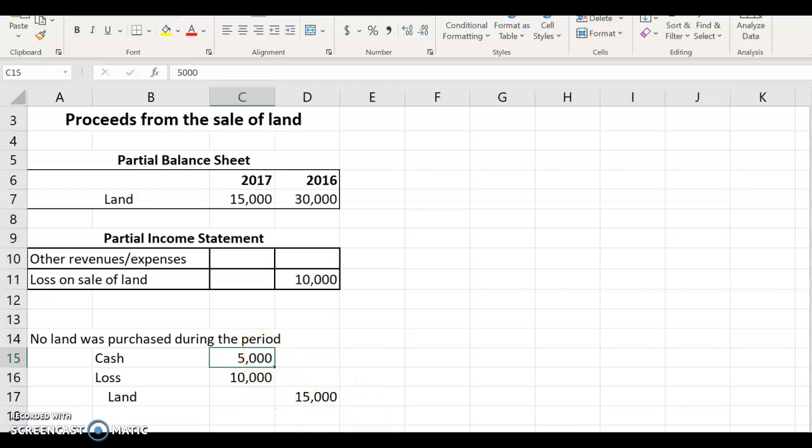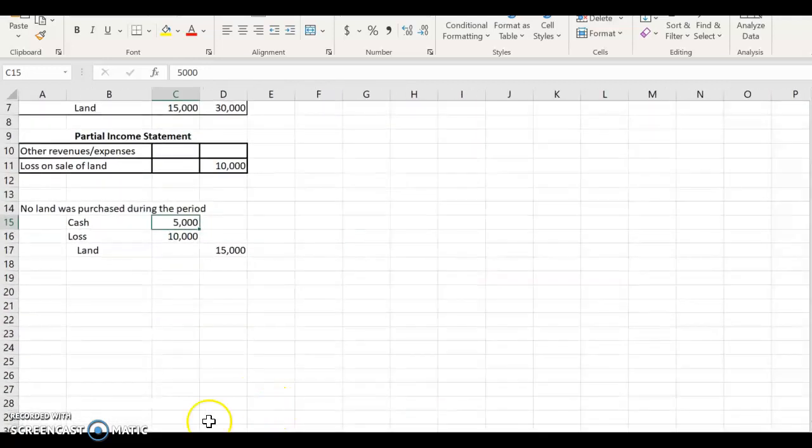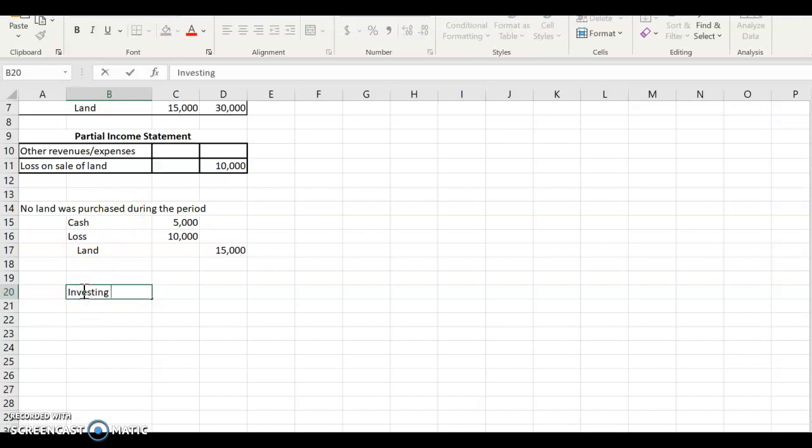The amount that would show up on the cash flow statement would be in the investing activity section, and it would be cash proceeds from the sale of land for $5,000. The loss would have been added back under your operating activities.